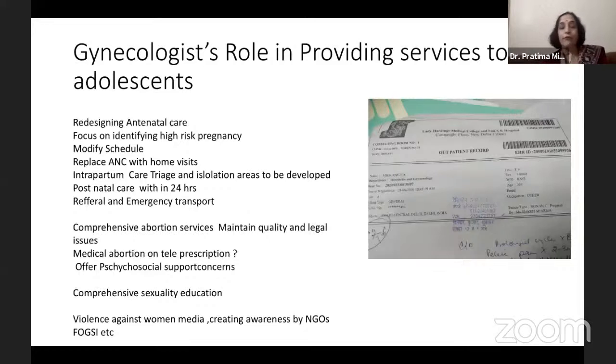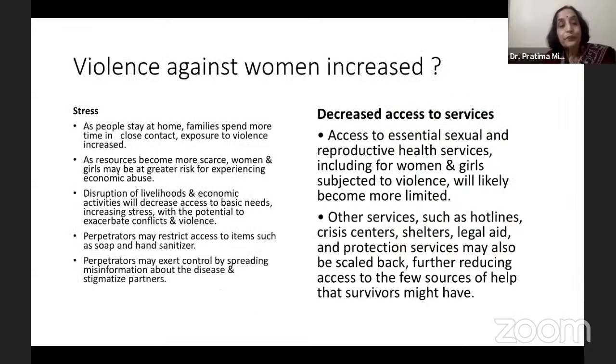Comprehensive sexuality education: the main focus is on counseling, how to do counseling. I will be talking about this in a few slides later on. Then violence against women: media, and creating awareness by NGOs, FOGSI, etc. is very, very important. It has been dealt with by FOGSI in many webinars, but I would just like to highlight a few issues about violence, and then I'll talk about counseling, especially on sexuality education, how to do that.